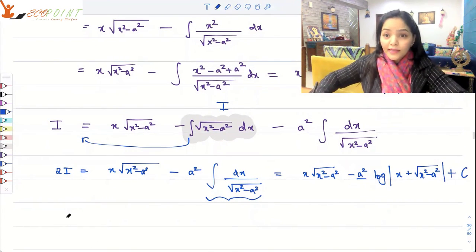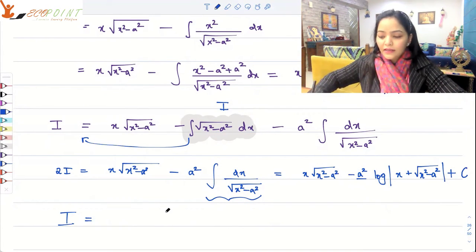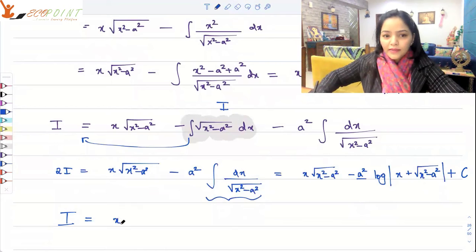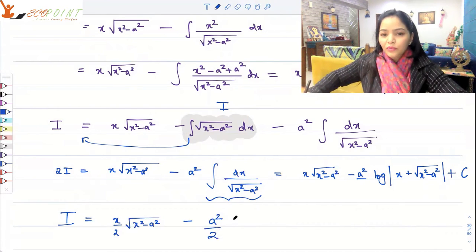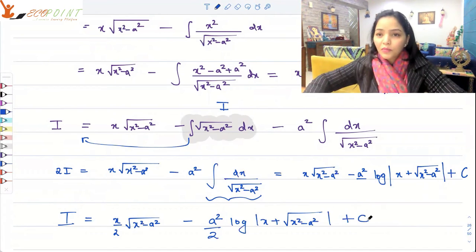So this is twice of I. So what does it tell you about I? This means I is equal to x upon 2, now you will have this 2 in the denominator, minus a square upon 2 log mod x plus square root of x square minus a square plus c. And that's going to be the correct answer.